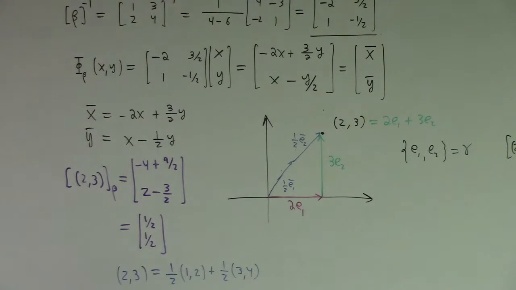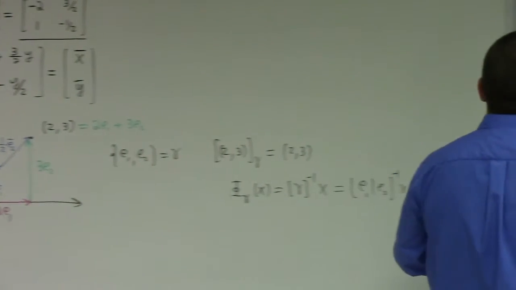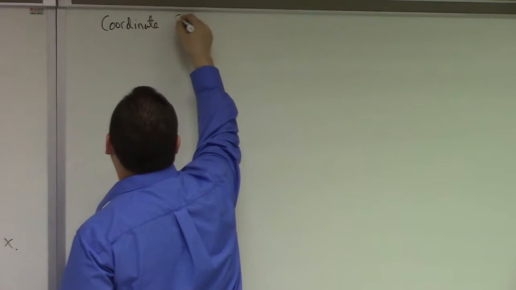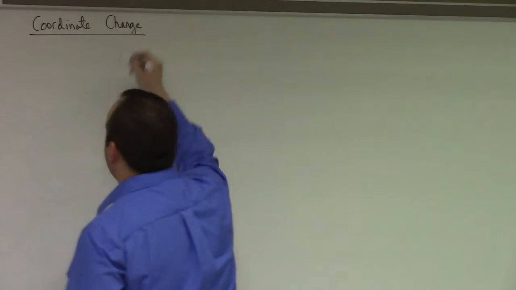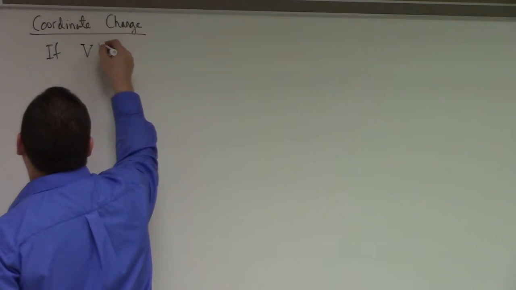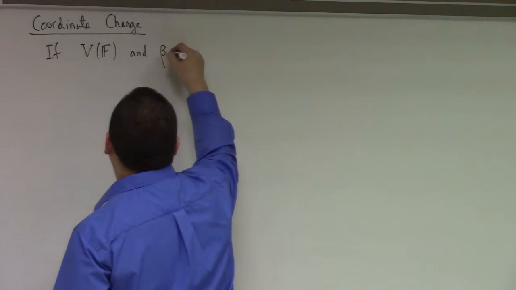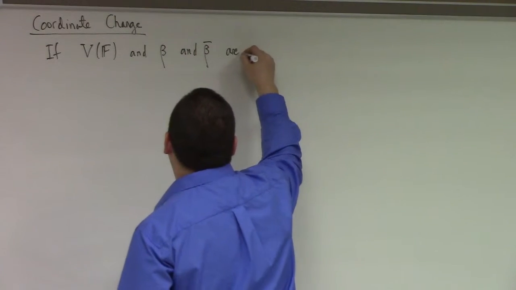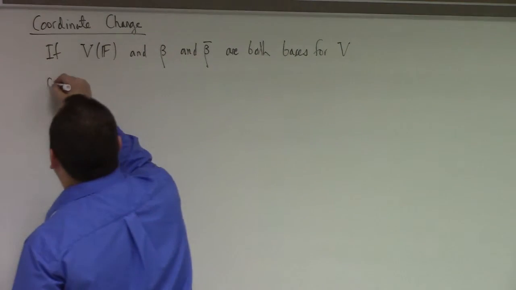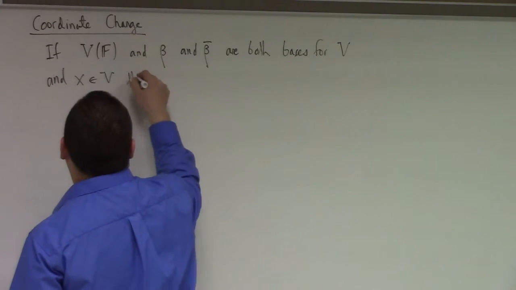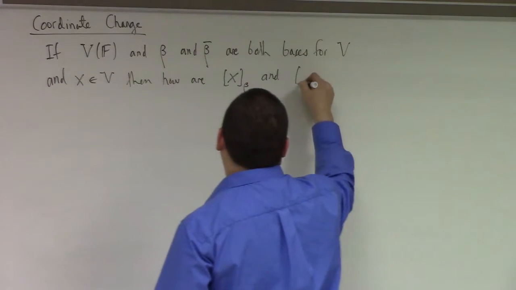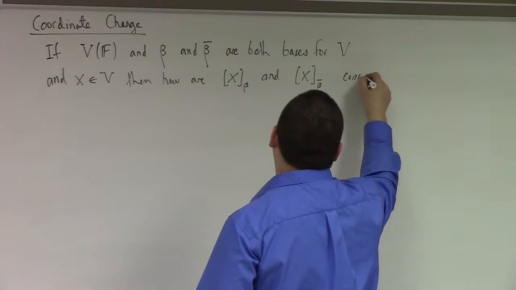Now what I want to talk to you about is the problem of coordinate change. I guess the first thing you might think about is if you have a vector space V over a field F, and you have bases beta and beta bar, both bases for V, and X is an element of V, then how are the coordinate vector of X with respect to beta and the coordinate vector of X with respect to beta bar connected, related?